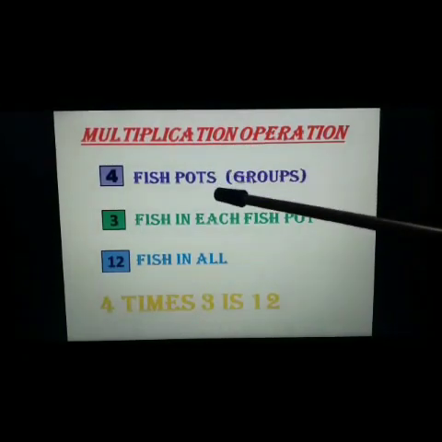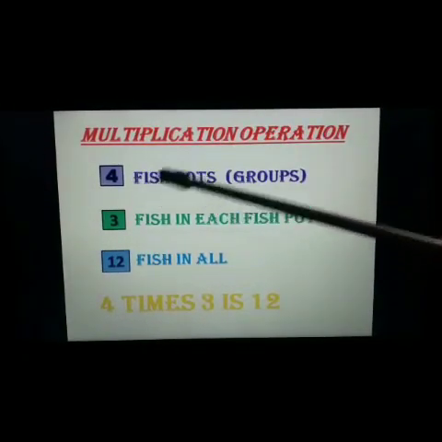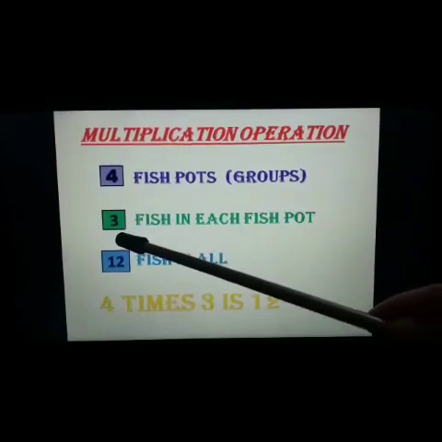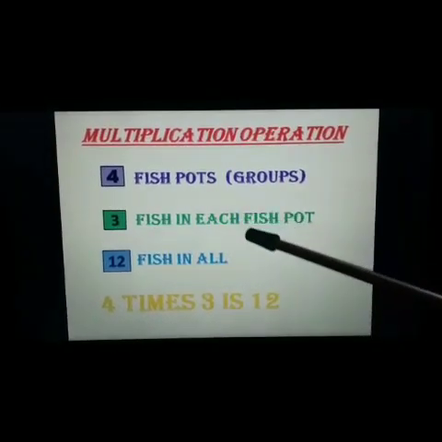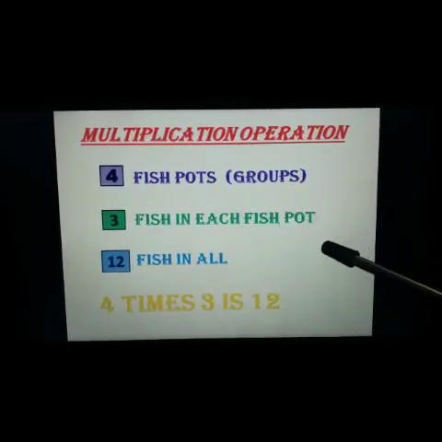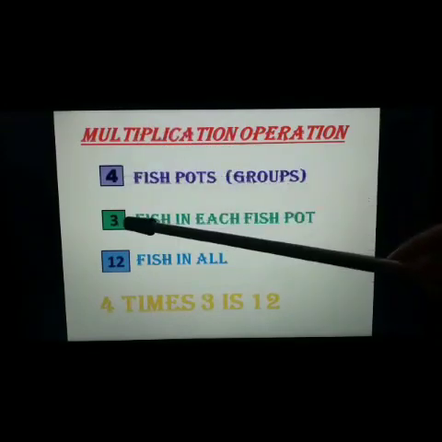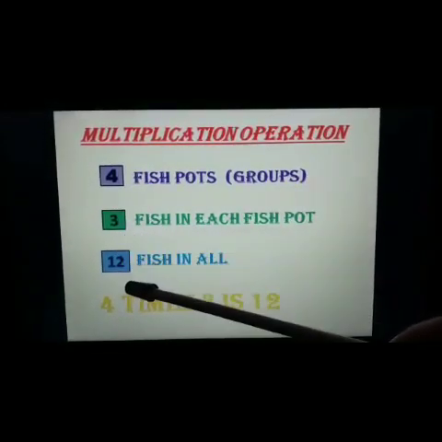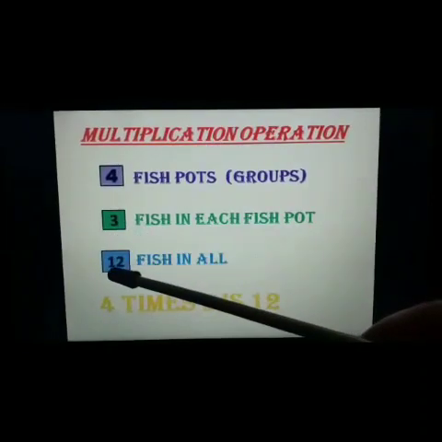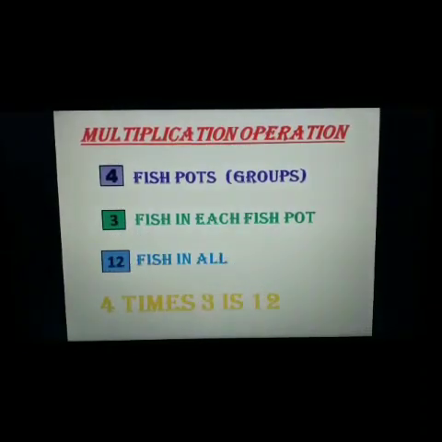There are 4 fish pots. Now there are 3 fish in each fish pot. And 4 times 3 is equal to 12. 4 3s are 12. That means there are 12 fish in all.